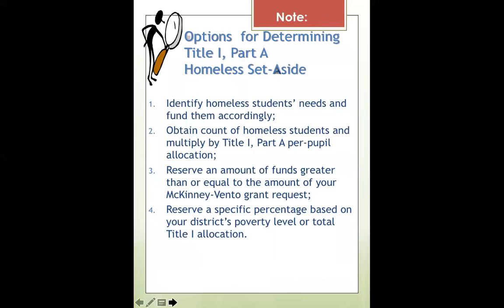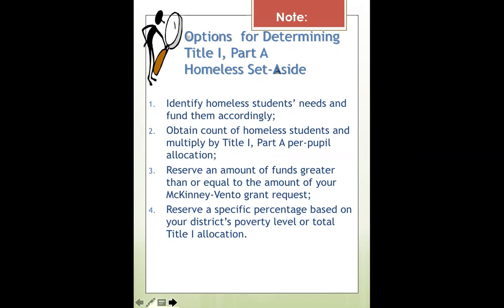All right. Homeless, keep in mind you have to reserve funds for homeless youth, and they can be for homeless students who aren't at your Title I schools. But these are just some options of how you might determine that. There is no amount that you have to reserve that's specified, but you do have to reserve something for those students, or it will be questioned. So you can have it based on numbers of homeless kids. You can multiply your homeless kids by your Title I per pupil allocation. You can reserve funds. If you have a McKinney-Vento, you might use that.